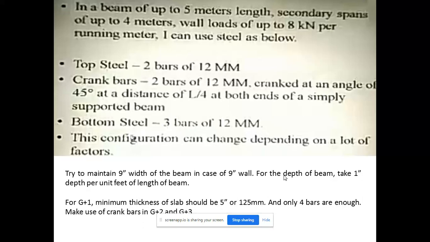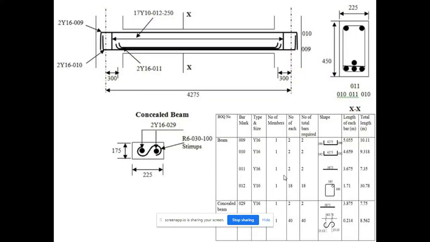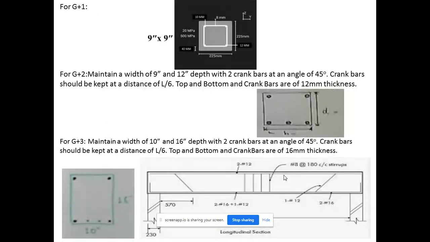So for G+1, minimum thickness of slab should be 5 inches, and only 4 bars are enough, in case of crank bars, in case of G+1, G+2. So this is an example of a slab beam. As you can see, the appropriate spaces are maintained in the concealed beams, and all the bar types, sizes, number of members required, and how they are arranged is shown in the chart.